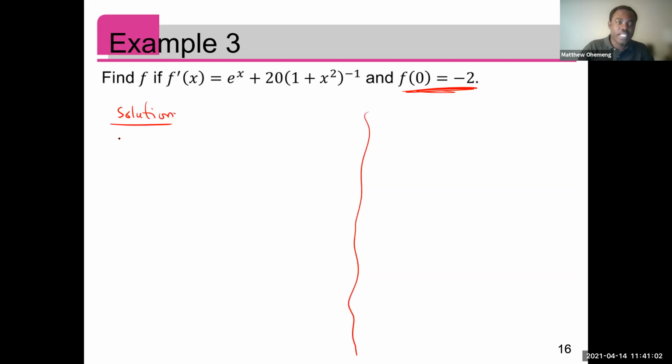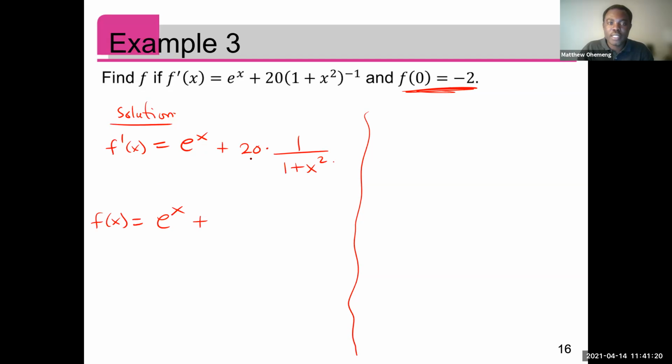Okay, so I start with f prime. It's just e to the x plus 20 times what? This 1 over 1 plus s squared. So I go, okay. Now for the antiderivative, I can rewrite this as, oh, what's the antiderivative for e to the x? Oh, e to the x is simple, it's just e to the x. Now for this one, it's a constant, and so I can ignore the constant because it's attached to some variable function of x.